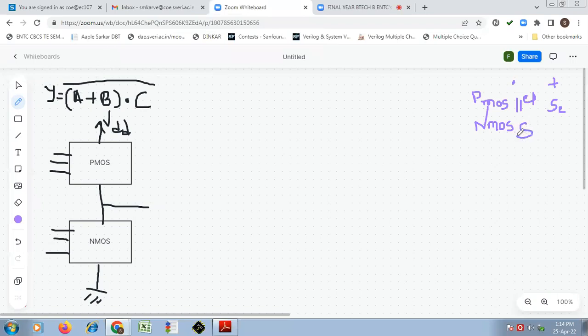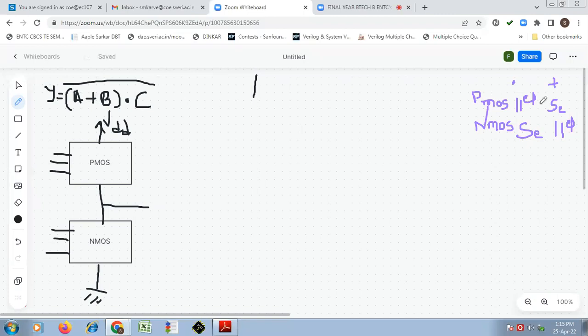And exactly opposite is the case with the NMOS. This is in series and this will be in parallel. Okay. Now we have to draw its equivalent CMOS diagram. So let us start with this.